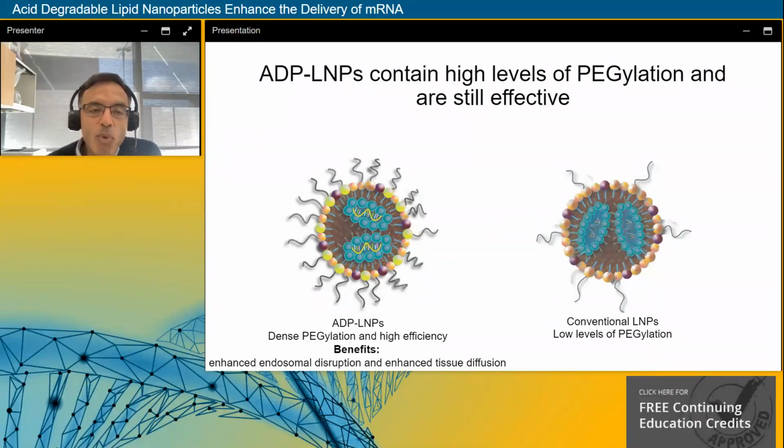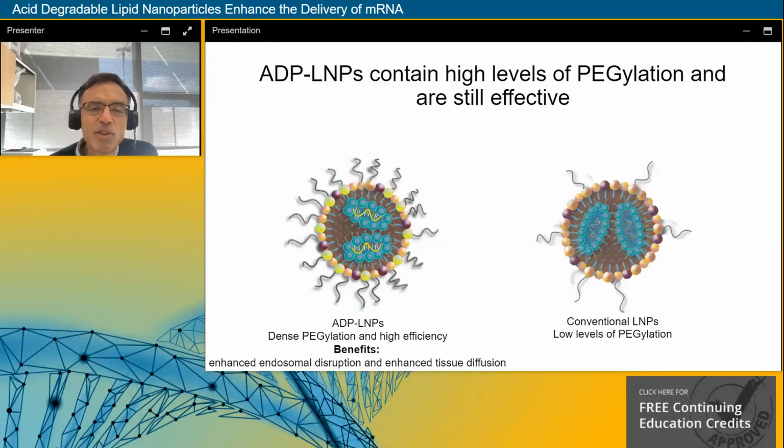One interesting thing about the ADP LNPs is that they tolerate very high levels of pegylation. We've made a lot of different ADP LNP formulations. The one that works the best are the ADP LNPs that have 10% PEG. That's about 10 times the amount of PEG on a regular LNP, which have about 0.5 to 1% PEG.